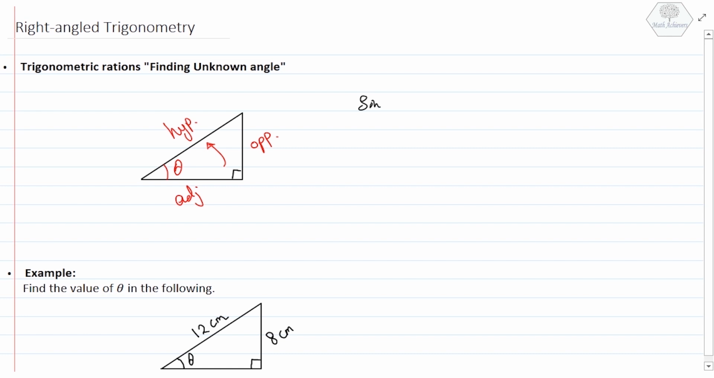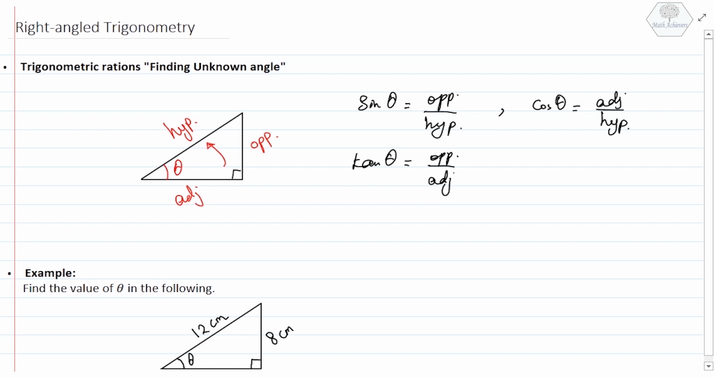We start by sine theta, which is equal to the opposite over hypotenuse. Also, cosine theta, which is equal to the adjacent over the hypotenuse, and tan theta, which is equal to the opposite over the adjacent.